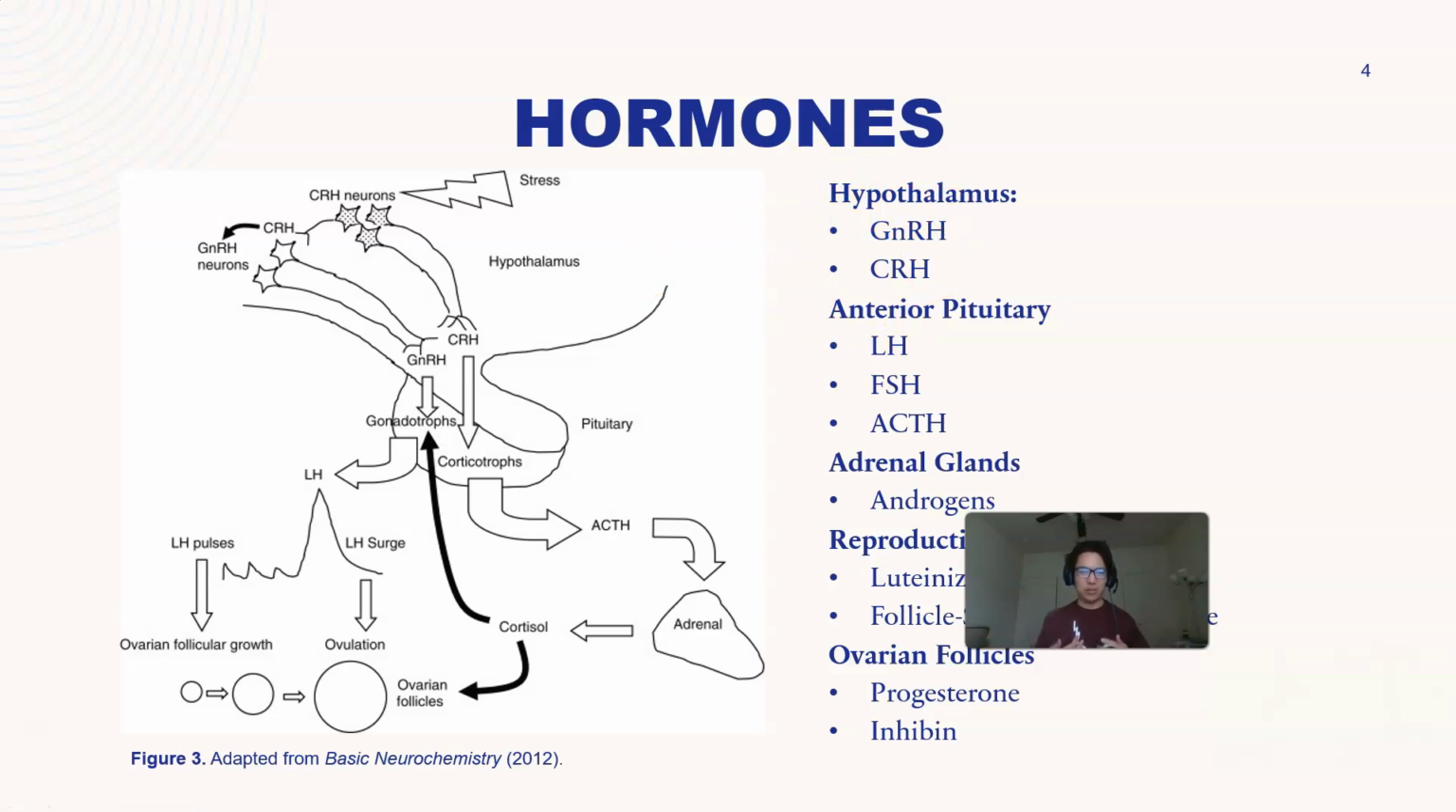Out of the hypothalamus comes GnRH and CRH, corticotropin releasing hormone. The anterior pituitary releases luteinizing hormone and follicle stimulating hormone, as well as adrenocorticotropic hormone. These are primarily the hormones involved in the specific mechanism I'm going to talk about. Adrenal glands release androgens, reproductive glands release LH and FSH, or at least they respond to them and actually produce them as well. And finally, ovarian follicles produce progesterone and inhibin.